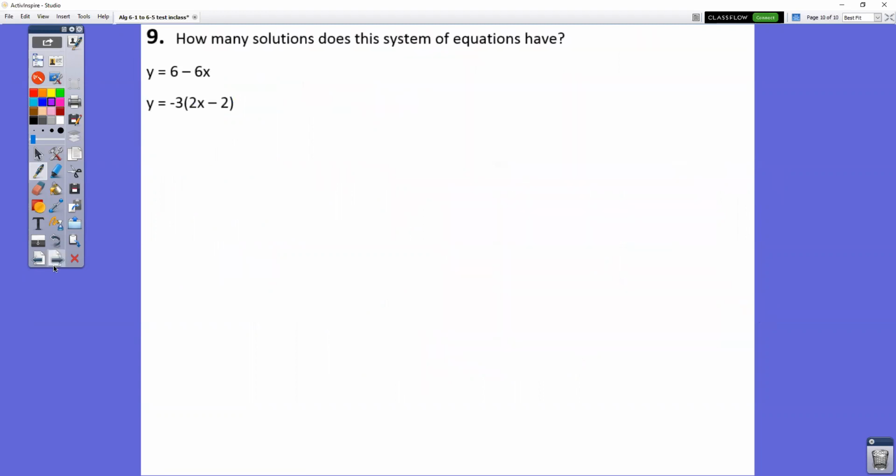Take a look at the last question, number 9. How many solutions does this system have? Notice that this is y equals and y equals again. So we are going to set them equal to each other. Go ahead and do that, please. Set them equal to each other and solve.